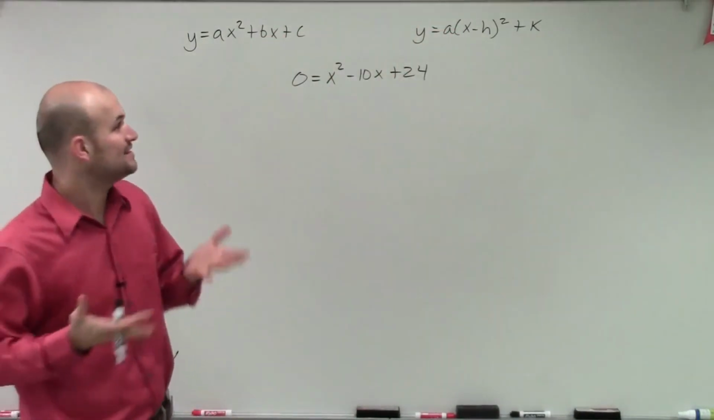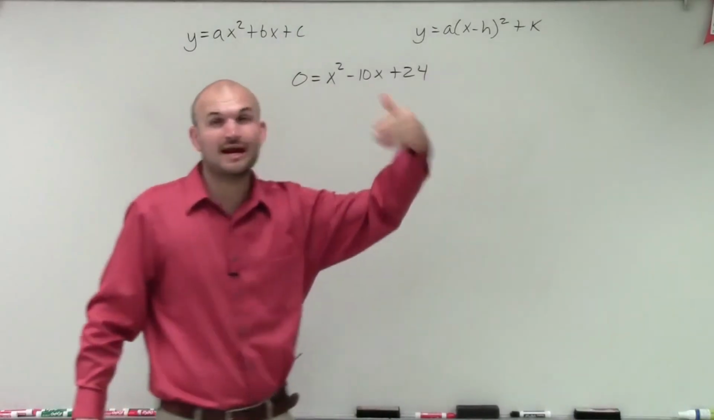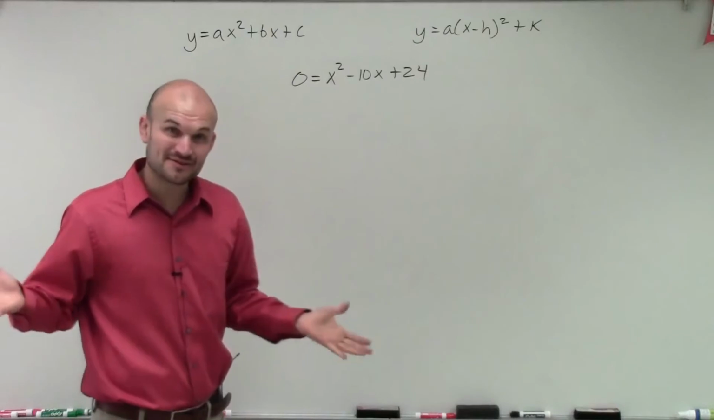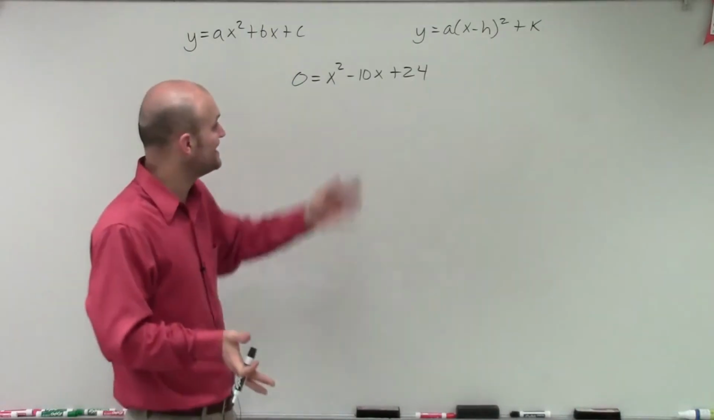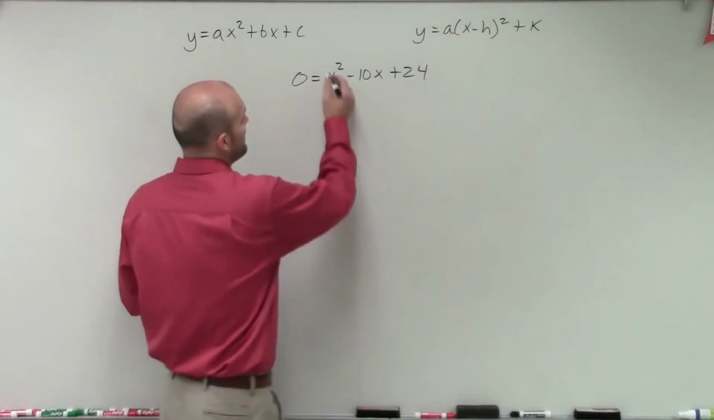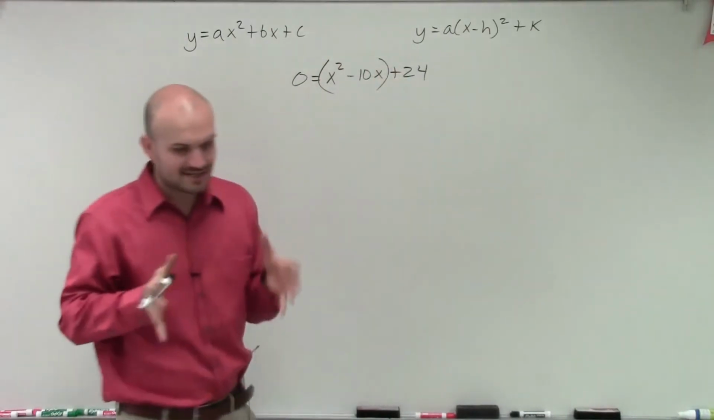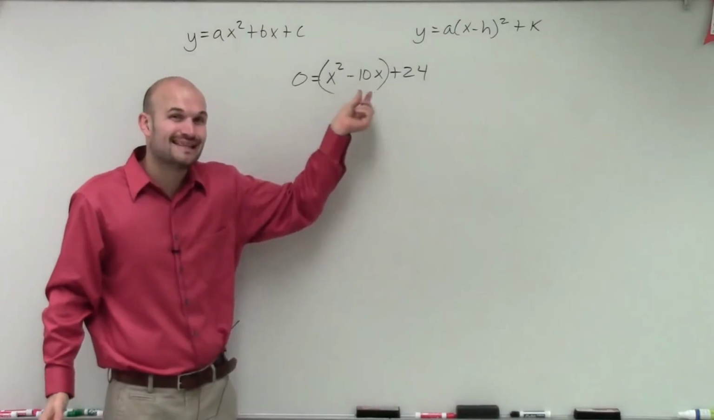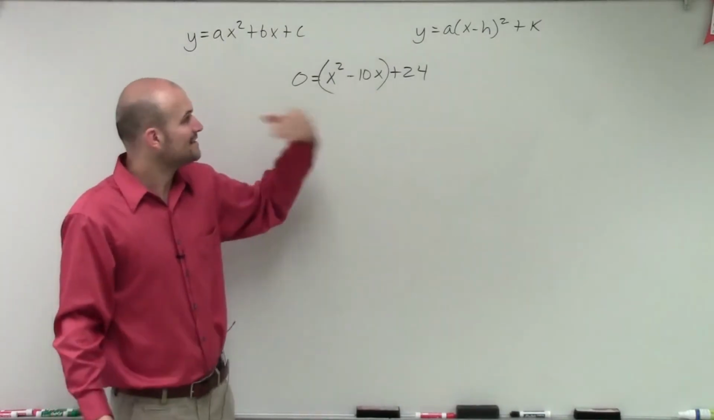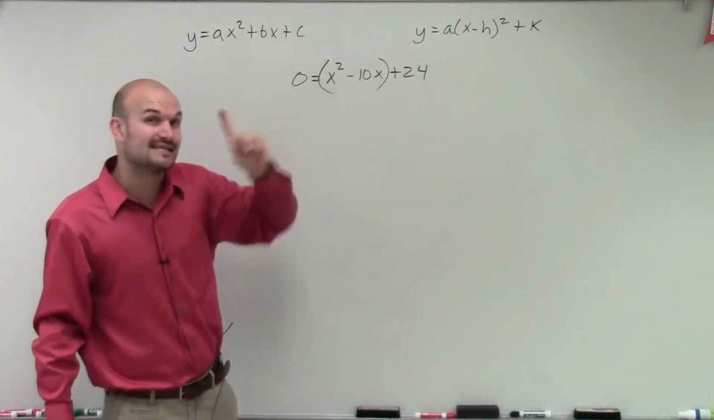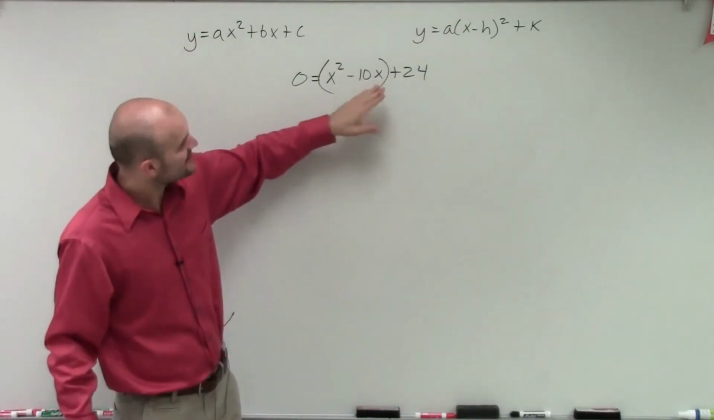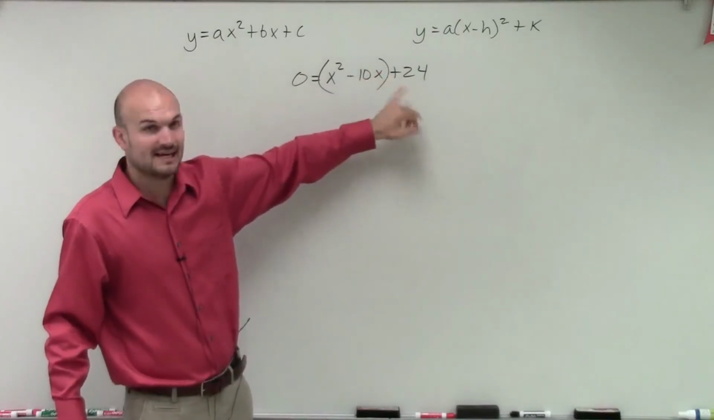To do that, we need to create a binomial squared. And to create a binomial squared, we have to create a perfect square trinomial. And to create a perfect square trinomial, we need to find the value of c that is going to complete the square. What I mean by that is if I just isolate my first two terms, my quadratic and my linear term, I want to make this a perfect square trinomial. And to do that, I have to make sure that my a is equal to 1. Since my a is equal to 1, that's a good start. Now the next thing is I need to find the value c inside.